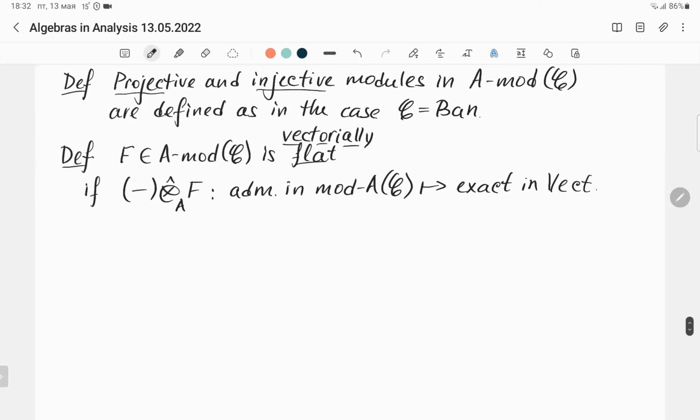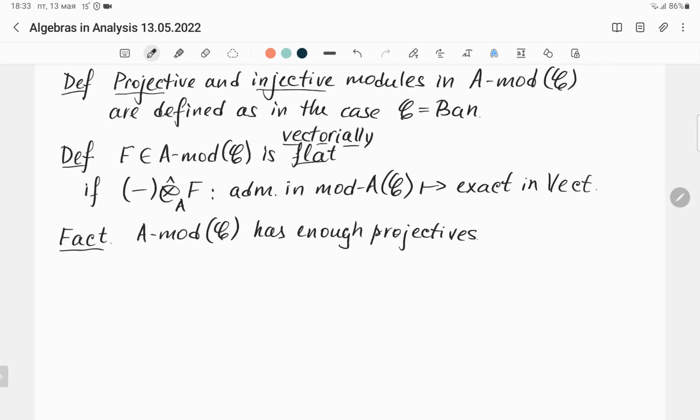Well, now coming back to projectivity, we still have the same useful fact, which was already mentioned in the Banach case, namely our category of topological A-modules has enough projectives. But on the other hand, there are some bad properties of this category.